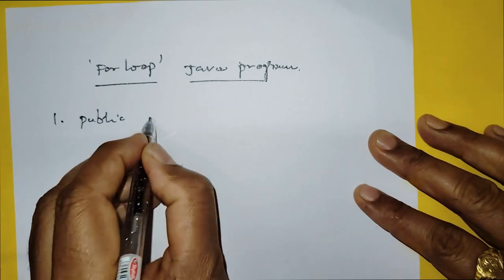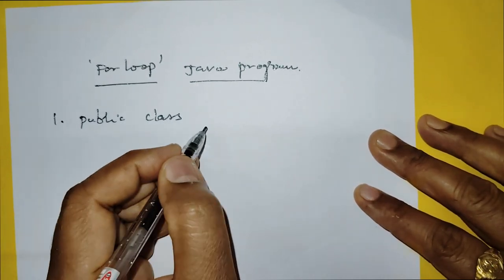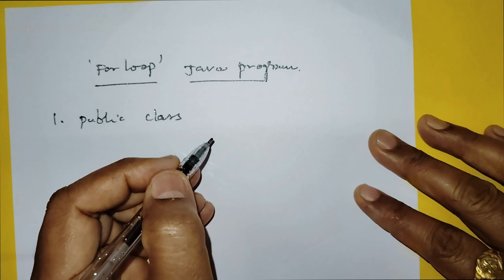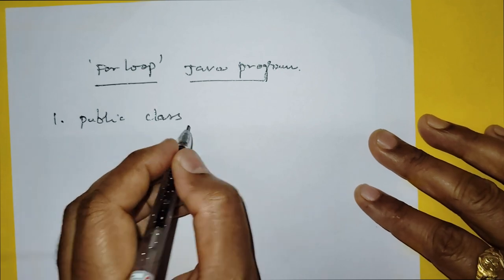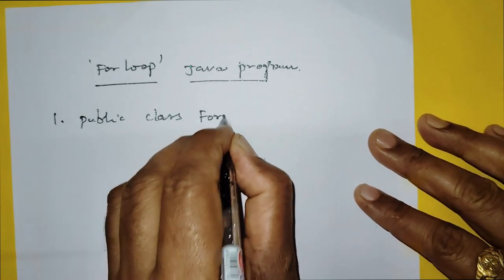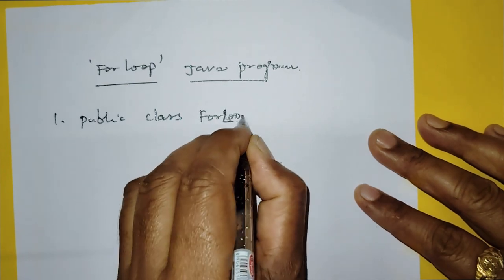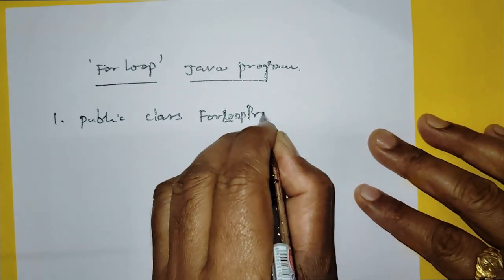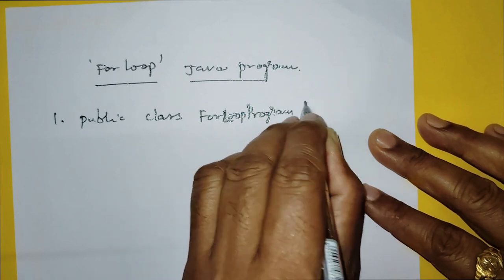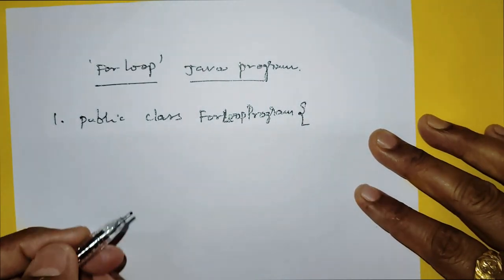Step 1, public class. We are going to use for loop programming, so the class name is ForLoopProgram, with capital L and capital P, and the curly brace begins.